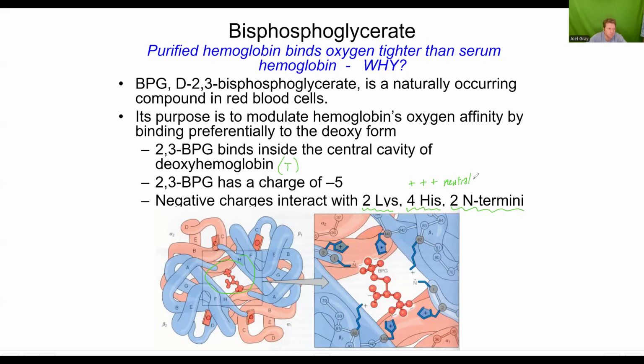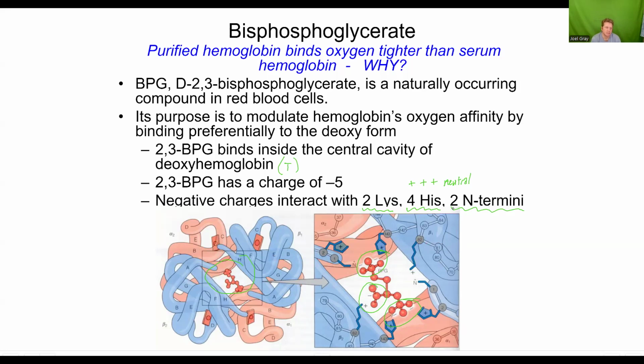So bisphosphoglycerate, we've got a nice picture of it down here with those negative charges. Those negative charges are on our carboxylic acid, hence the glycerate, and we have two on each phosphate and one on our carboxylic acid there, because this is going to be an oxidized or reduced sugar. What I want you to know about bisphosphoglycerate is that it brings in negative charges and it interacts with positive charges in the central cavity of the T state.